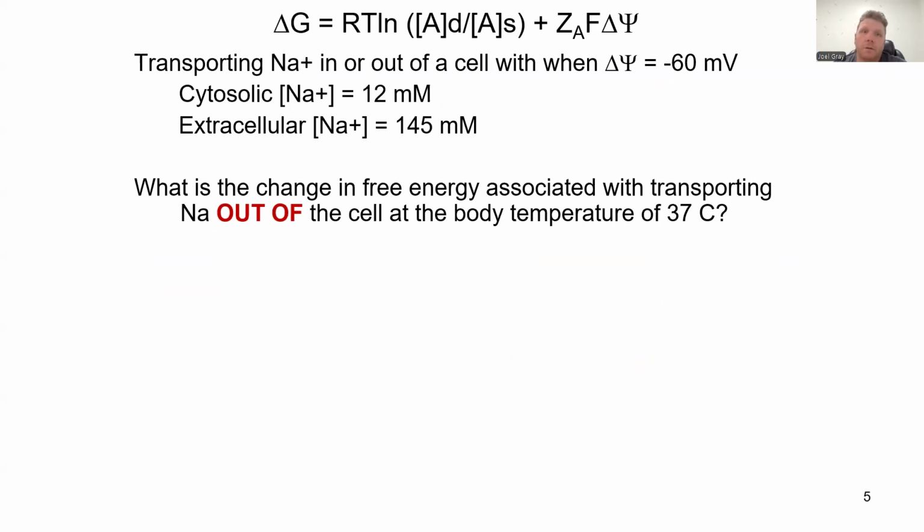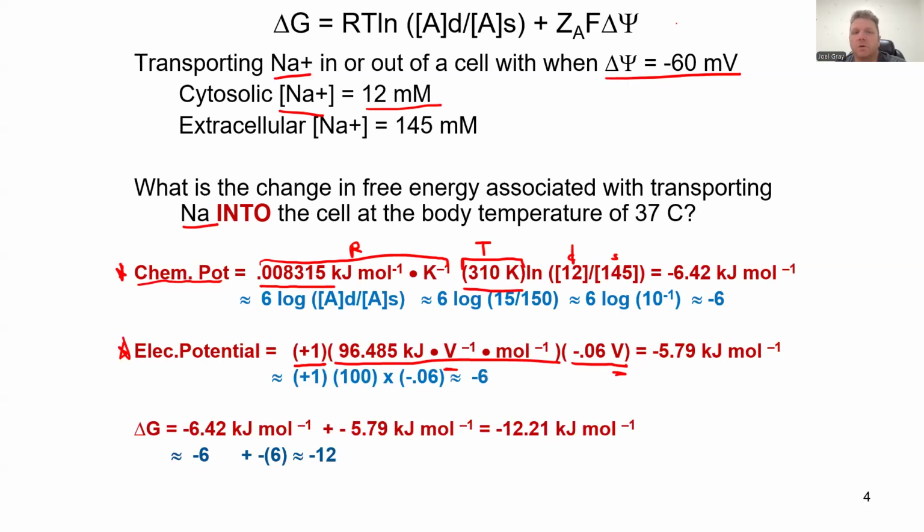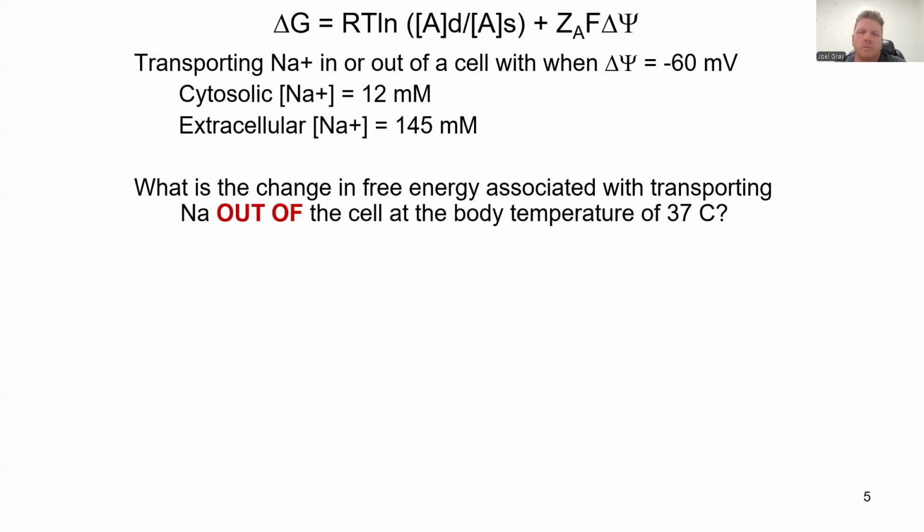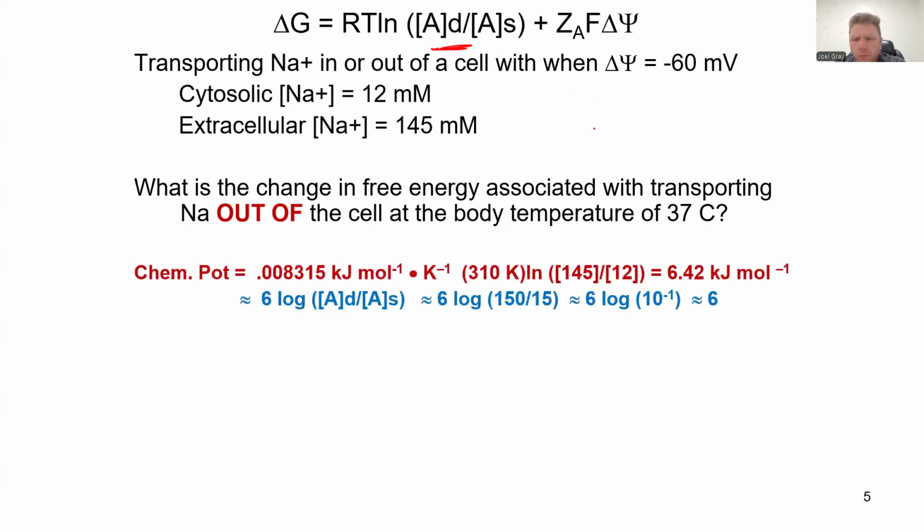If we're to flip it and do anything different, well, this was transporting sodium into the cell. What about when we transport it out of the cell? Okay, what changes? Well, when we're transporting it out, our destination is going to change, and so too is the source. So rather than it being 12 over 145, it's going to be 145 over 12. When you do that, you're going to have a chemical potential difference that is unfavorable.